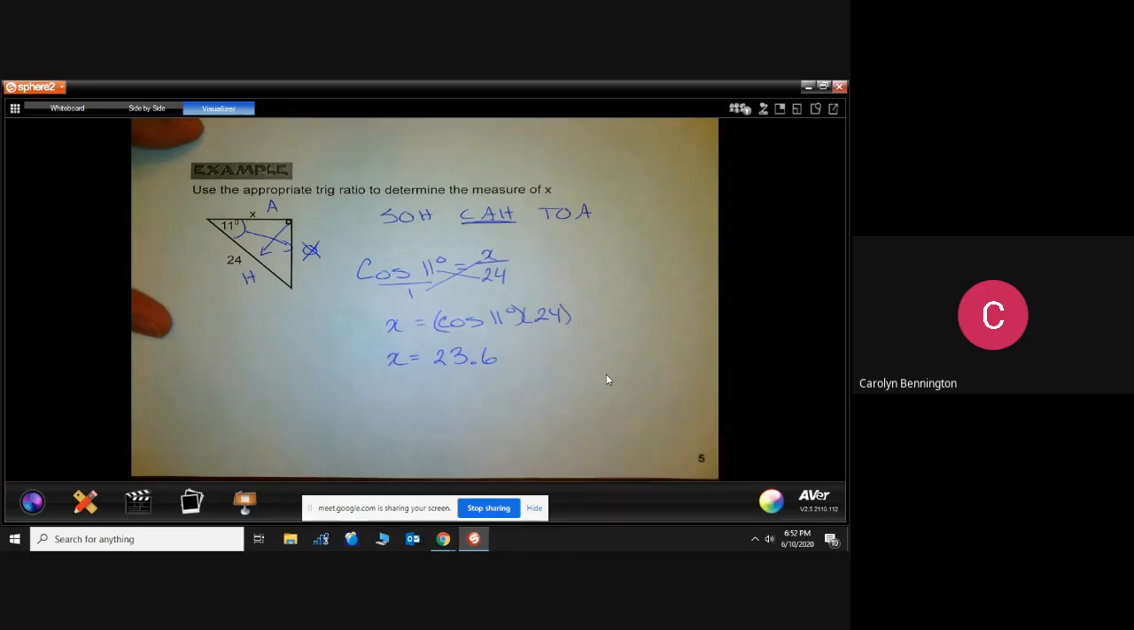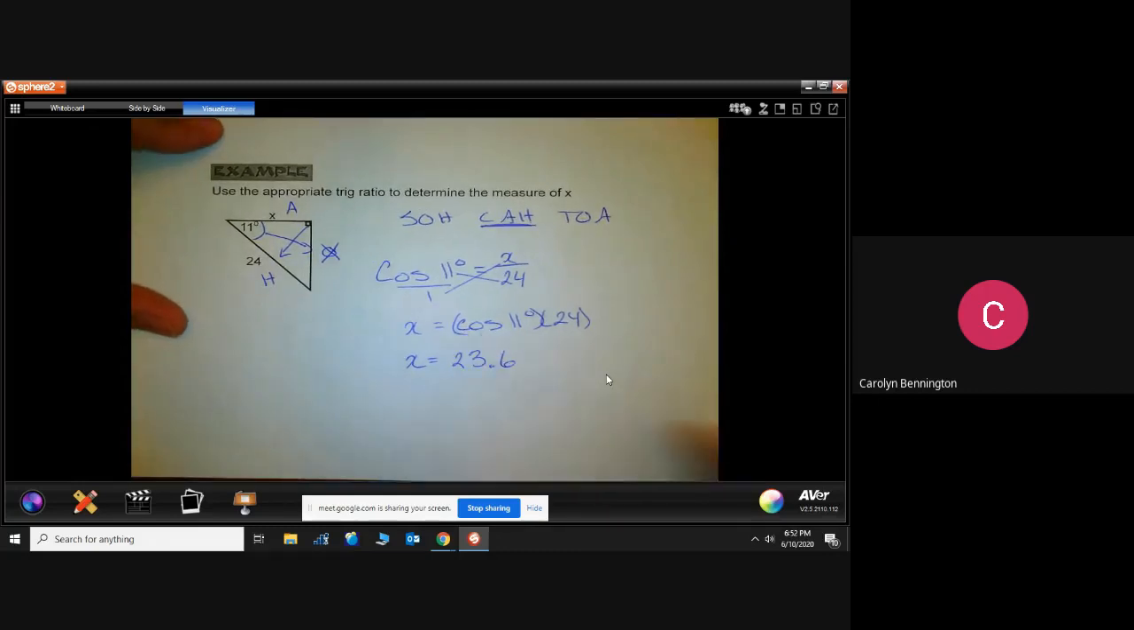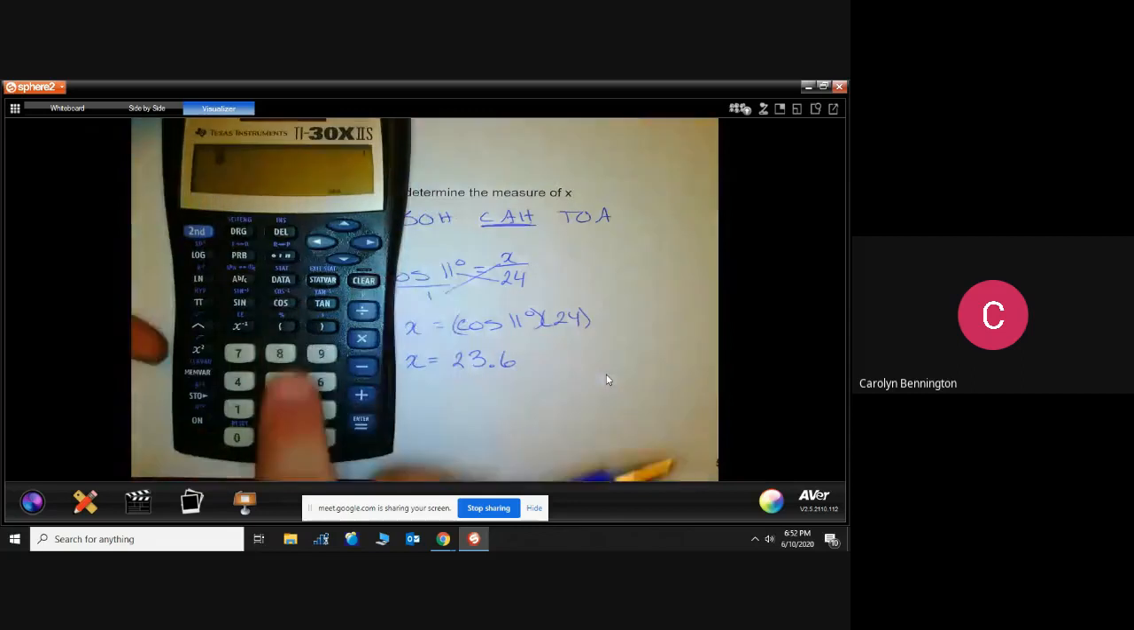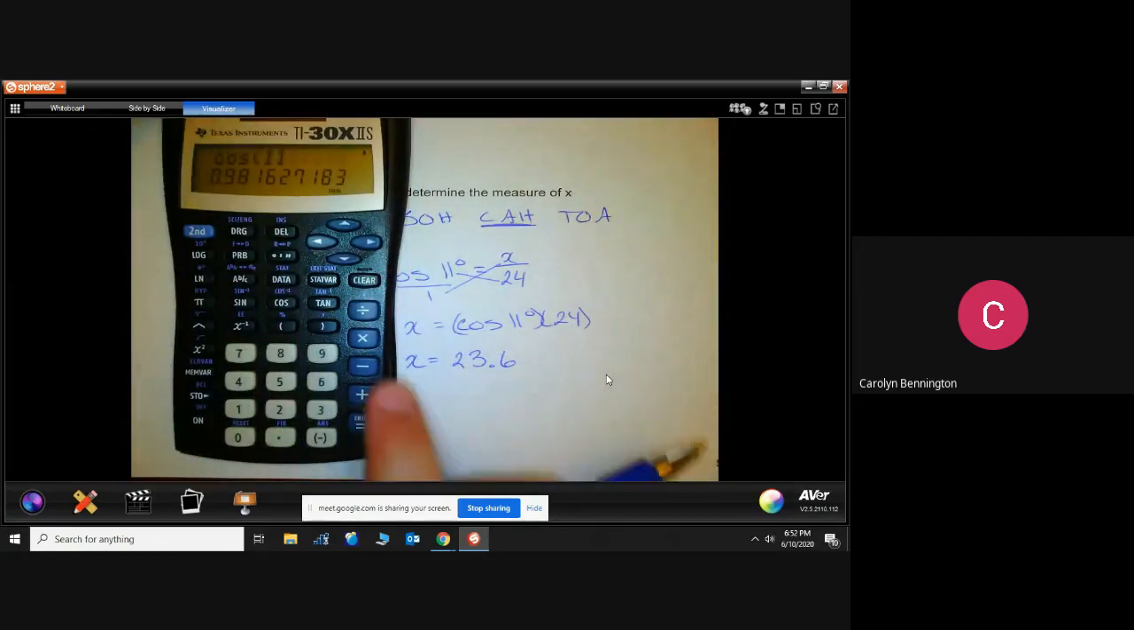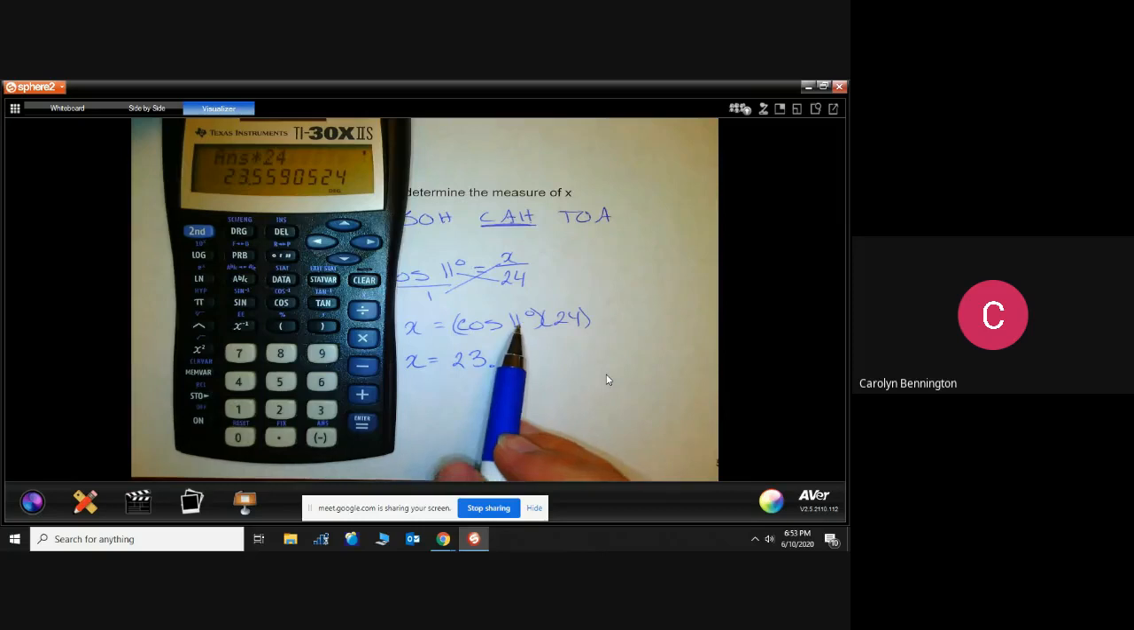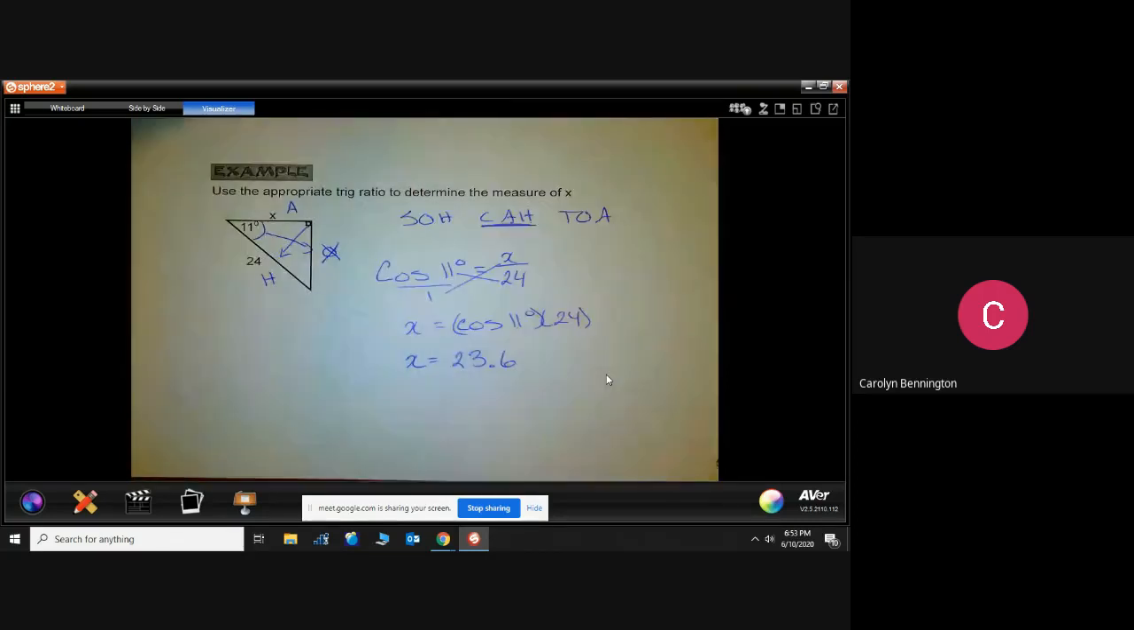Just make sure that when you are calculating these, you're typing in the cosine 11 and then you're pressing equals. So cosine 11 equals, and then once you have that decimal, we'll multiply it by 24. So we do not want to multiply the 11 and the 24 together first and then figure out the cosine. We want to figure out the cosine first and then multiply by the 24.